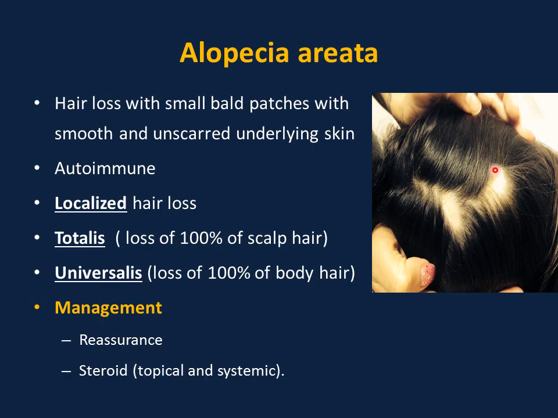In this case, the skin is clear and clean, and there is no hair in the alopecia area. It is considered autoimmune disease. Localized hair loss, alopecia areata. Totalis, loss of 100% of the scalp hair. Universalis, loss of 100% of the body hair of the entire body. Management: reassurance, and steroid, topical and systemic, can be helpful in some cases.